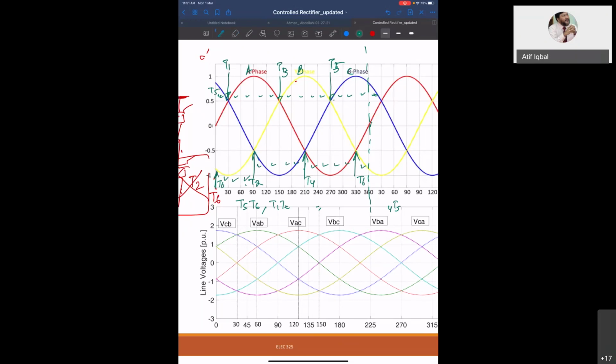Now in this block T5, T6 is operating. Then in these 2 blocks, T1 and T6 are operating. Then in these 2 blocks, T1, T2 are operating. Then in this block, T2, T3 are operating. In this block, T3, T4. Then in this block, T4, T5. Then in this block, T5, T6. 1 block only. So the next block is here, from here to here, T5, T6.